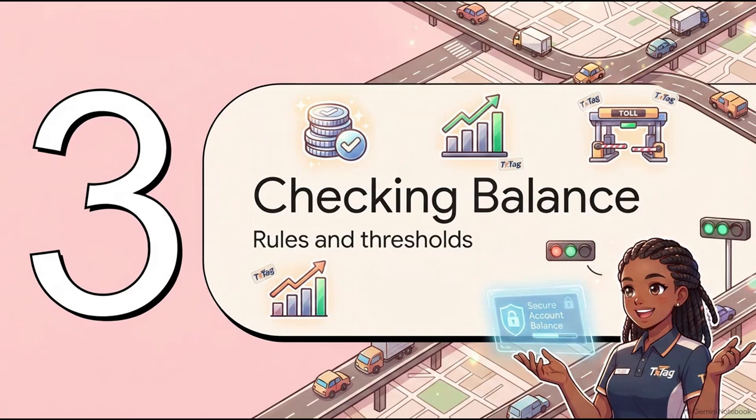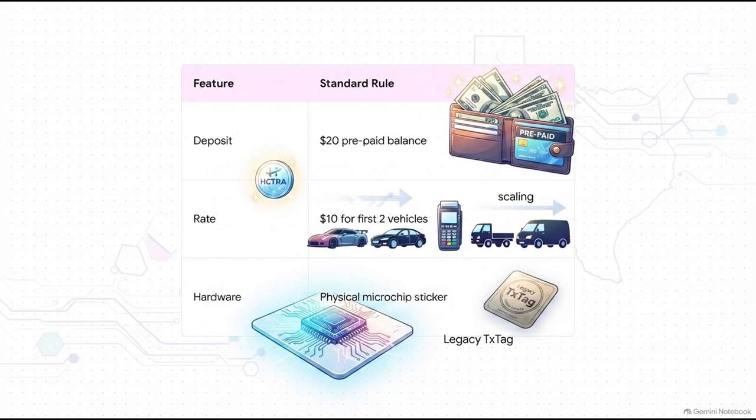Section 3. Checking balance. Rules and thresholds. Awesome, you're logged in. Now that you've reached your dashboard, it's really important to understand how the new replenishment rules work. Under this new pre-funded debit model, the standard rule requires an opening deposit of a $20 prepaid balance. For your auto-replenishment rate, HCTRA takes a $10 deposit for your first 2 vehicles and $20 for every 2 additional vehicles. And as for hardware, a physical microchip sticker is still totally required.